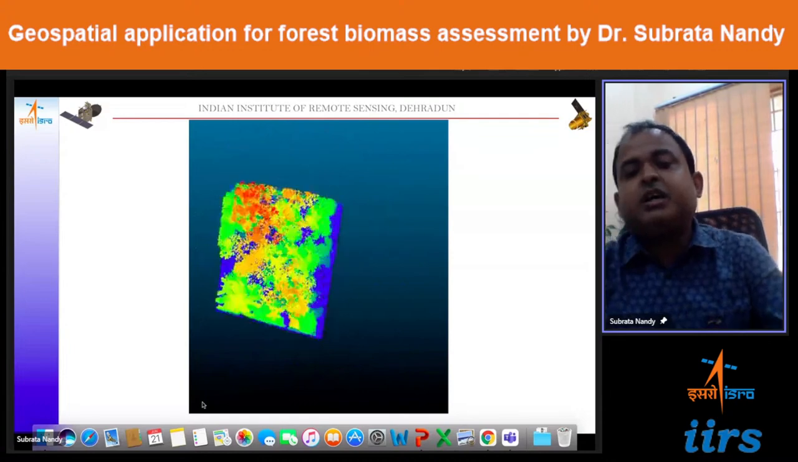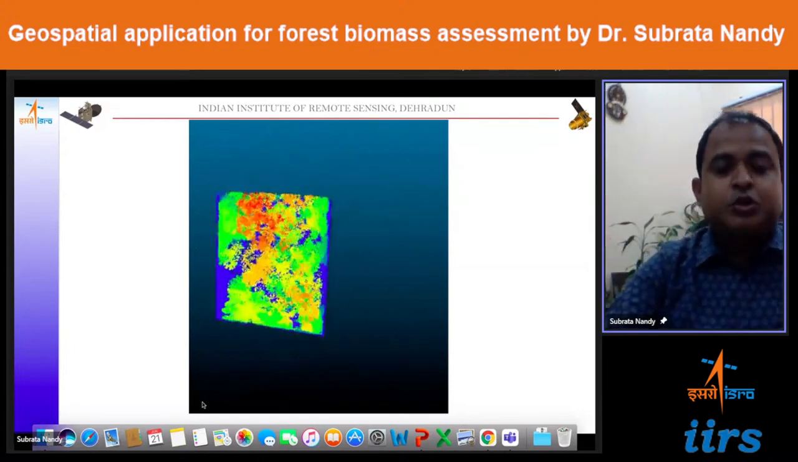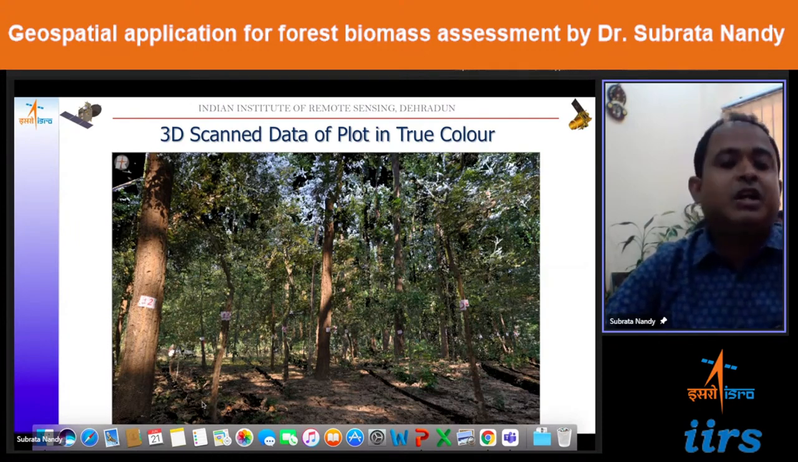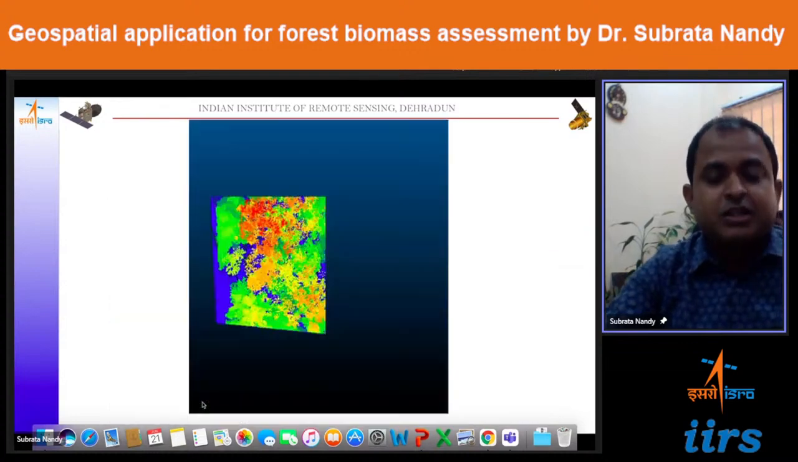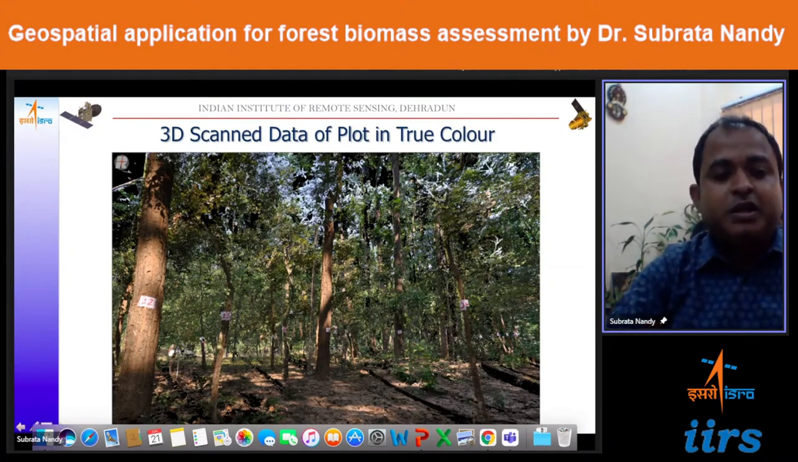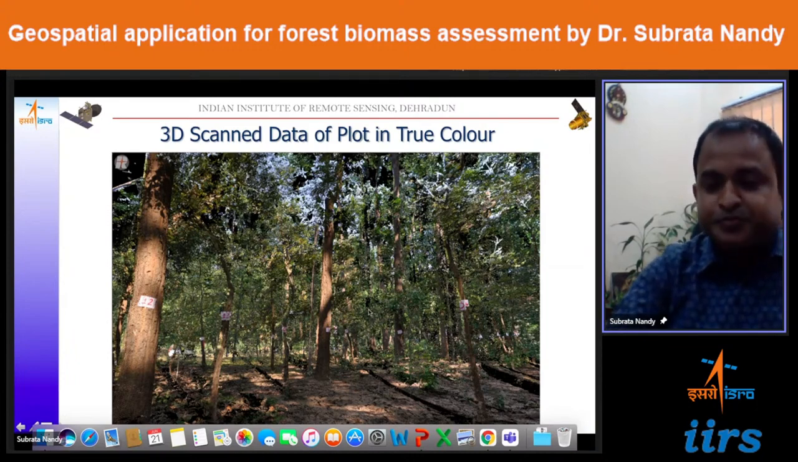Now, what are the parameters that can be retrieved from this kind of data? Again, this is not a photograph. This is a 3D model of the forest. As I said earlier, the color from the photographs is taken to colorize the 3D point cloud like this, and we got a result like this. It seems to be a photograph, but if you expand this, you can see point clouds all over the place.